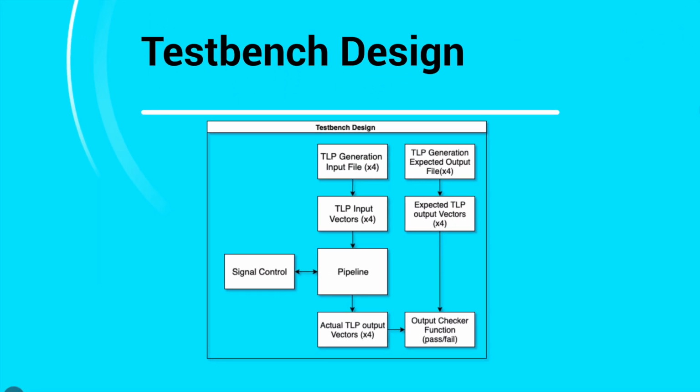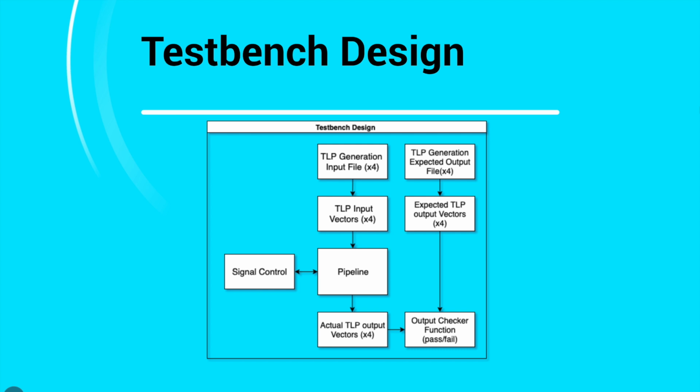The next step of the validation process is the test bench. The test bench starts by reading in 4 TLP generation input files, one for each PCIe lane. These TLP generation input files are then read into TLP vectors. These 4 vectors are then sent through the pipeline, and their outputs are stored into 4 separate vectors.